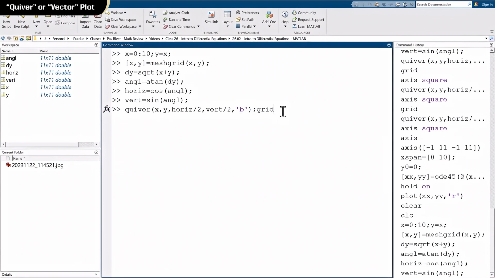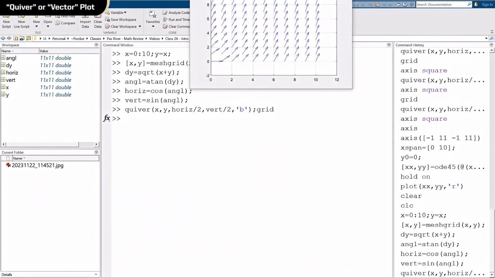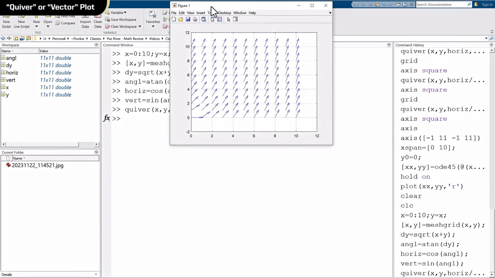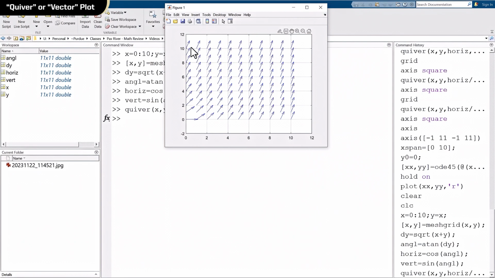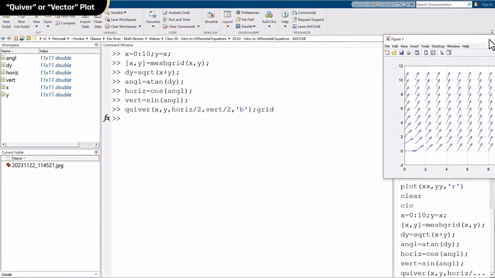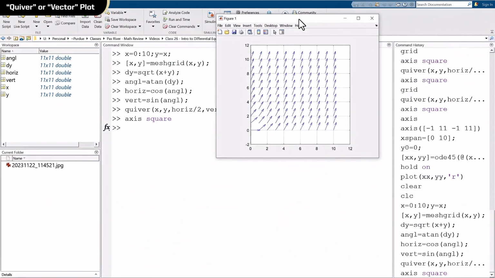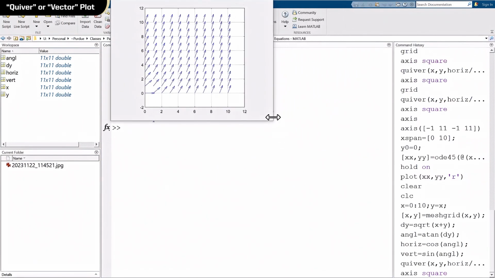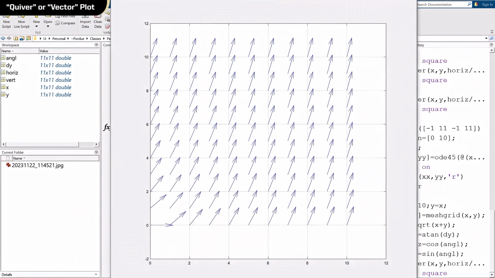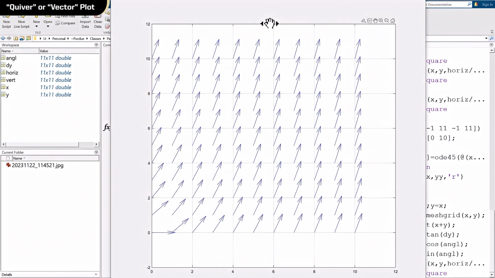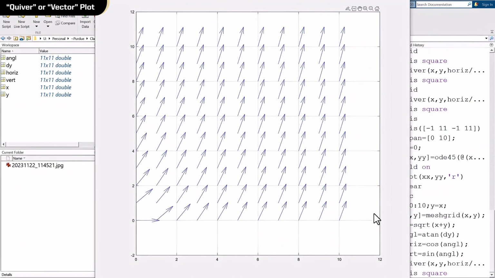I'm going to turn the grid on, hit return, and there it is. Now, I've got a few problems here. One of them is I don't like the axes, and the other is that the plot isn't square. So I'm going to move this to the side, and I'm going to say axis square. And you'll notice now the axis is square, so everything's proportional. Better proportion than it was. I'm going to make this as big as I can for you. There we go. That's looking good.